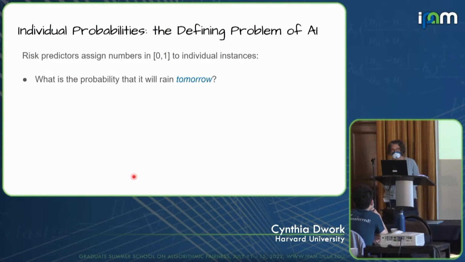So another problem, when we come to the question of scoring functions, is what do these things mean? I call this literally the defining problem of artificial intelligence. AI is supposed to give you scores that are interpreted as probabilities. What does it mean? So, for example, what does it mean to talk about the probability that it will rain tomorrow? Probability over what probability space?